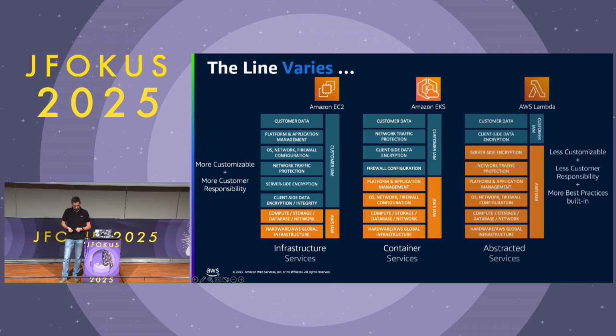And for some, it makes sense on different levels to go to an abstracted service, like Lambda or like Fargate. It is less customizable, true, but it also means there is less customer responsibility. And on top of that, you gain best practices built into the service. So you can focus on what brings added value to you as an organization.